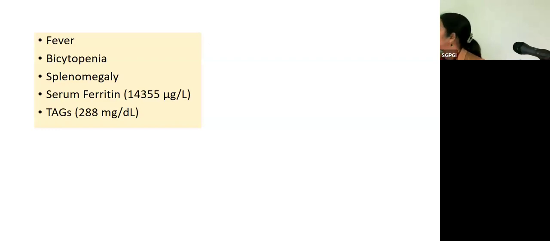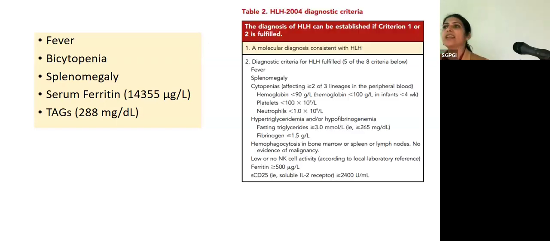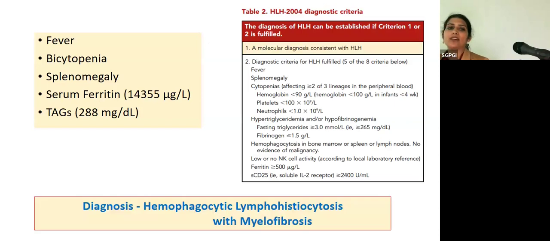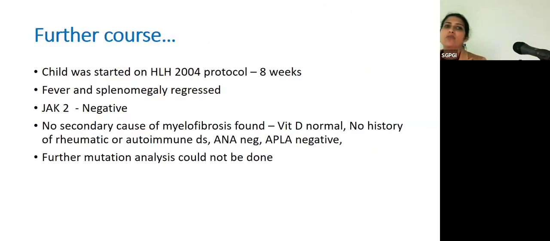So what panel does it fit into? What criteria does it fit into? HLH, yeah? So it fits into the HLH criteria. So the diagnosis was revised, hemophagocytic lymphohistiocytosis with myelofibrosis. All right. The child was treated on the HLH 2004 protocol. He became better. His JAK2 came out to be negative. No secondary causes of myelofibrosis could be found, and everything went well for the next 8 weeks.